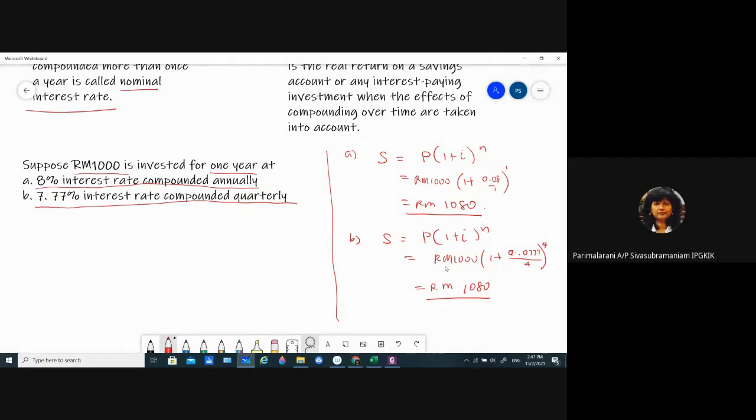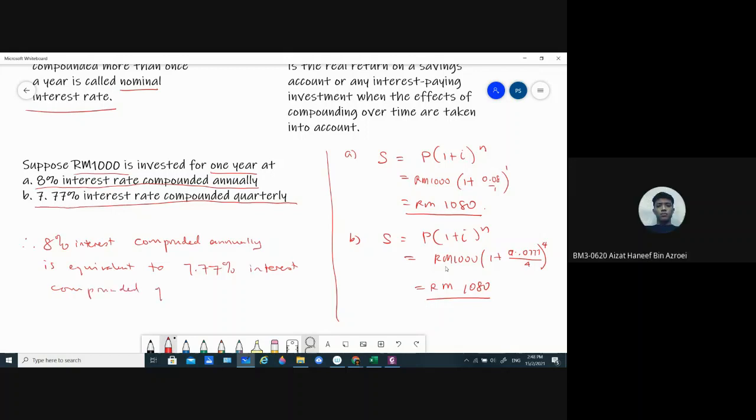Because they yield the same accumulated value, therefore 8% interest compounded annually is equivalent to 7.77% interest compounded quarterly. So that is what we mean by equivalent rates.